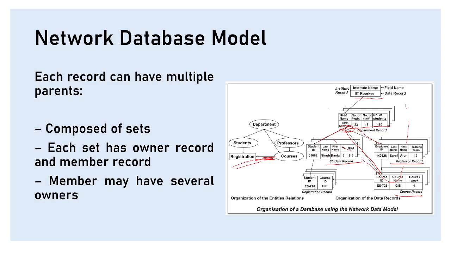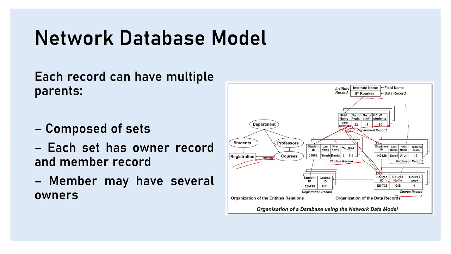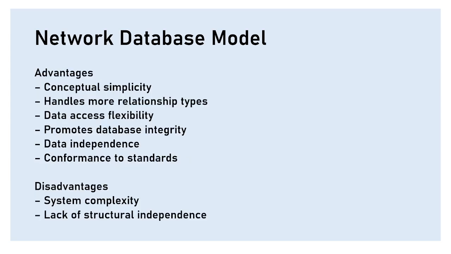Okay, but if you take a look at the hierarchical model, it's basically a very simple kind of model, so that kind of relationships are not taken into account. Here, data access flexibility is there, it promotes database integrity and data independence. It's more or less similar to hierarchical, but this is the point that you have to keep in mind. It handles more relationship types, but the hierarchical model does not have that kind of networking or connectivity.